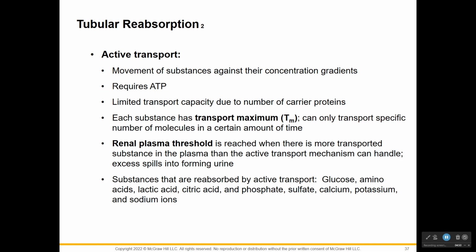So what are some substances that are reabsorbed by active transport? Well, glucose, amino acids, lactic acid, citric acid, phosphate, sulfate, calcium, potassium, sodium ions. Glucose, you might think of diabetics having glucose in their urine. Amino acids are going to be from protein. Lactic acid is from anaerobic respiration, where you don't have oxygen and you're trying to metabolize food. Citric acid is a chemical found in your Krebs cycle, and all of these are different ions in our foods, right?